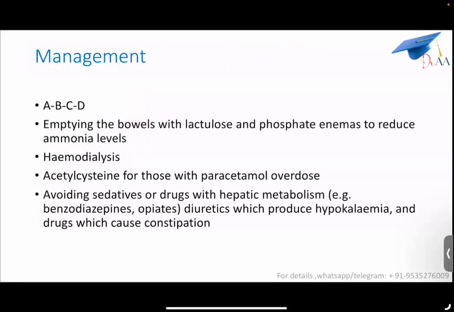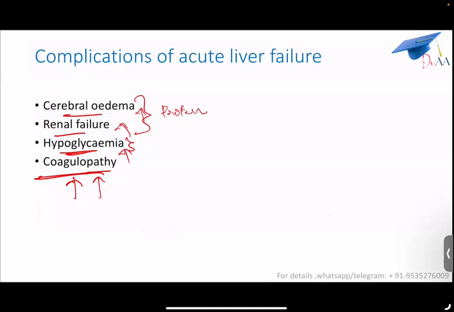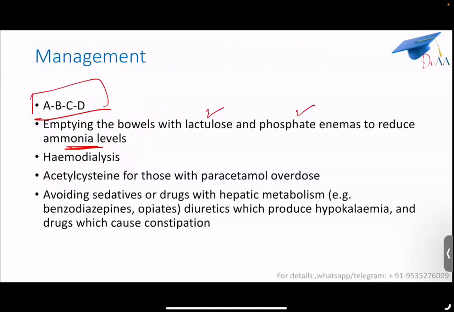Management. You go according to airway, breathing, circulation. If something is abnormal, you treat it. You make sure the ammonia levels are low by emptying the bowels by giving an enema. You can give lactulose or phosphate enemas and empty the bowel. If there is associated renal failure as a complication, hemodialysis will be required. If you think paracetamol overdose is causing this, N-acetylcysteine might be required.